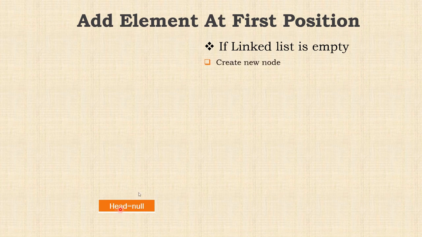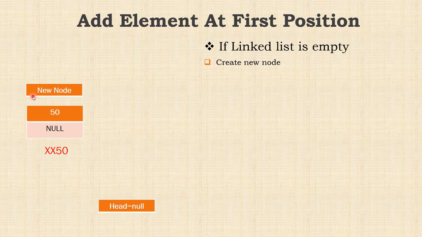So how can we do it? We have to firstly create a node. This is our new node. The address of the new node is xx50, and its value is 50. Its next content is null, so it's not pointing to any address. Now we are going to replace the value of head by the address of the new node. So how can we make a connection between both? This is head, which is null, and this is the new node.